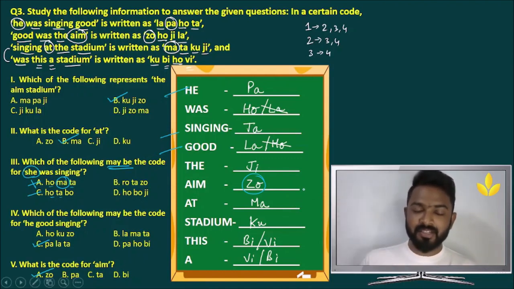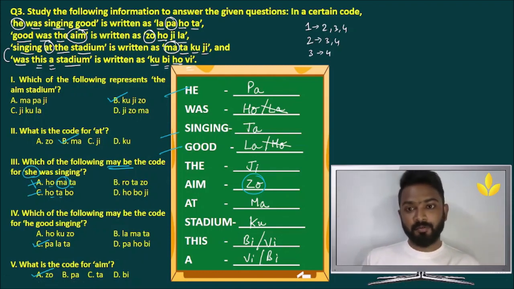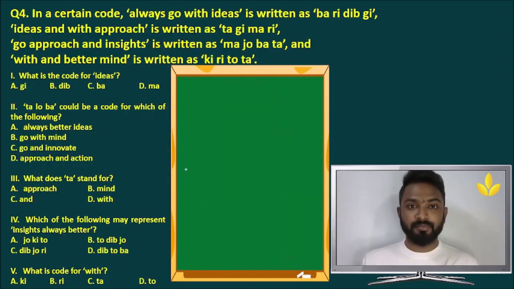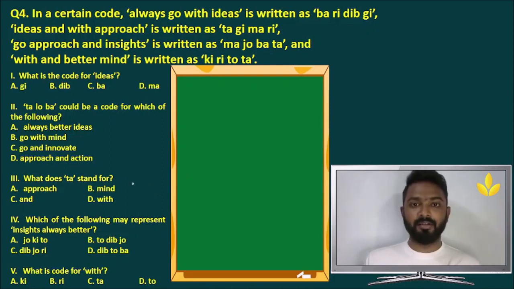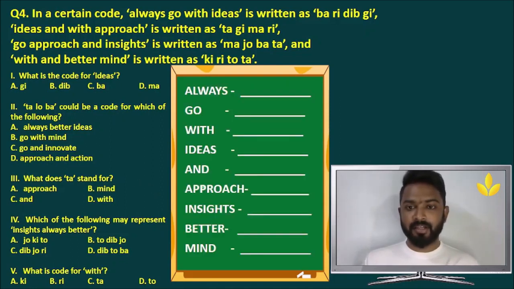Now the same strategy can be used for the next question as well. Again, now that you know the strategy, you can pause this video, try to solve this entire question and time yourself, and then see how I do it. Let's start. Again, first write all the individual words over here and then use the same logic.